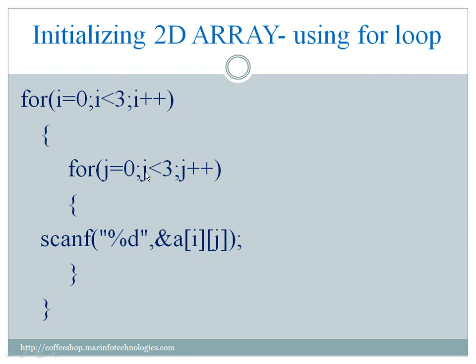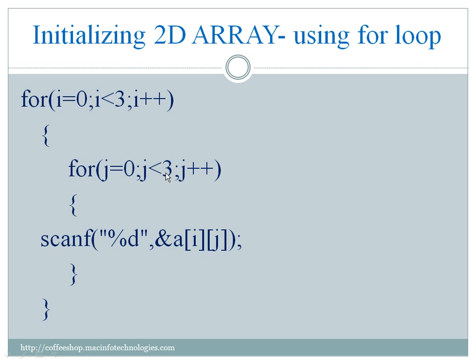Now i is 2. So j is initialized to 0 again. You can see here, j is 0, i is 2. So a of 2, 0 is taken, the value is taken for a of 2 comma 0, and then j increments to 1. Then 1 less than 3 is true. i remains 2. a of 2 comma 1 is taken in the next iteration, and then j increments to 2.